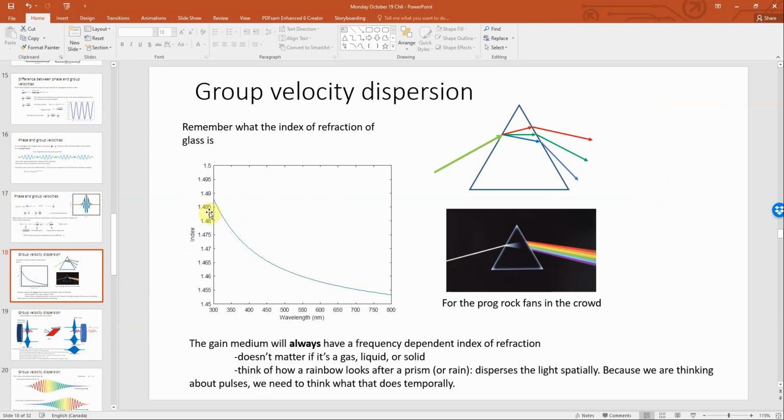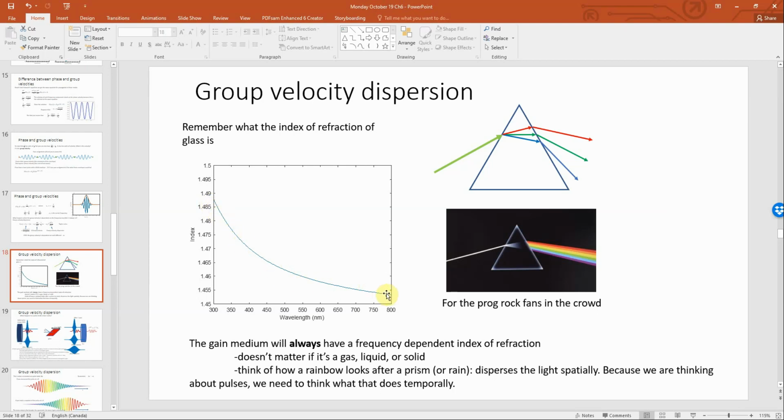So you can think of the index of refraction throughout the visible as something like this. Your eye can see from about 350 to 750 nanometers or so. So this is throughout the visible, and this is what the index of refraction of glass is. There's always a frequency dependence of the index of refraction.